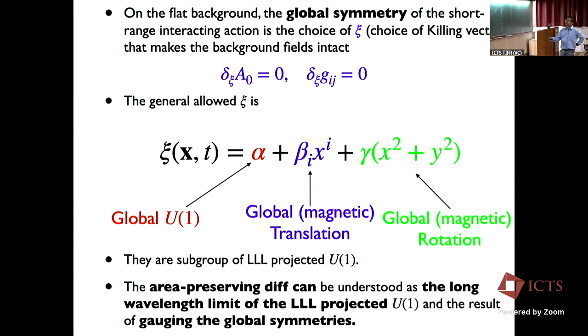So the first term is a global U1 symmetry. The second term comes from the global magnetic translation. And the last term is a global magnetic rotation. So basically, from the projected U1 and the area-preserving diffeomorphism, I recover again that the only symmetry of the interacting problem is three of them. And they are a subgroup of the lowest Landau level projected U1.